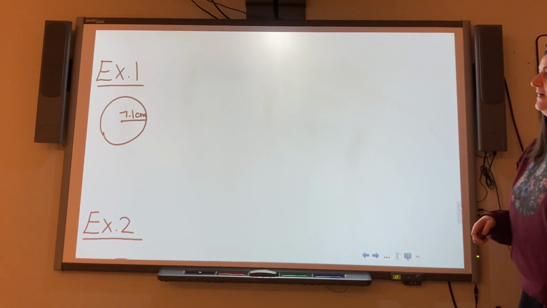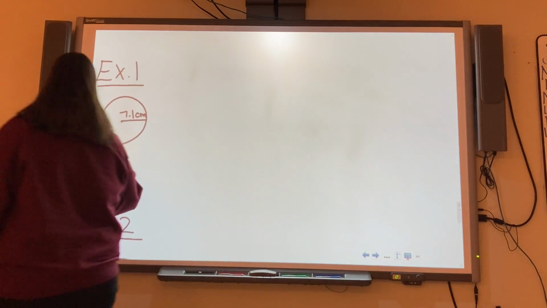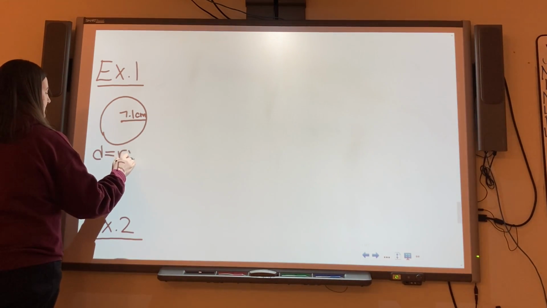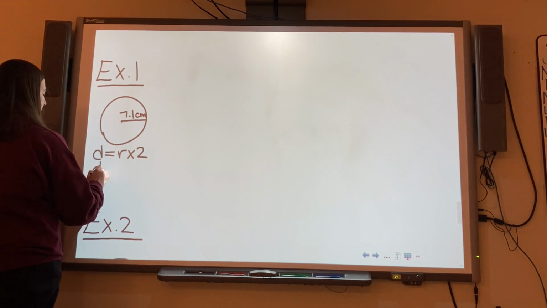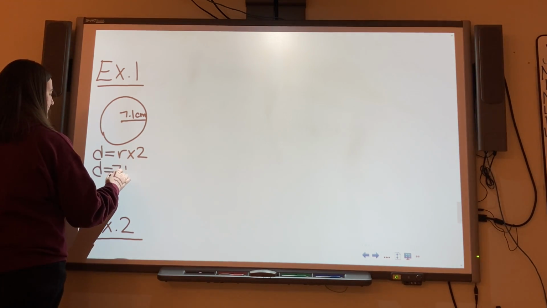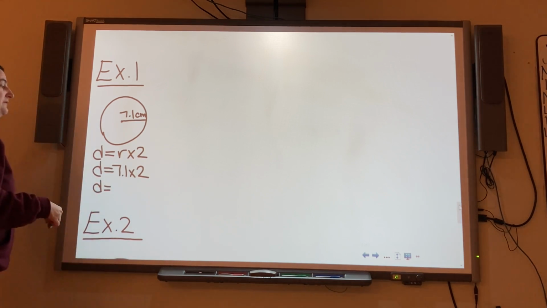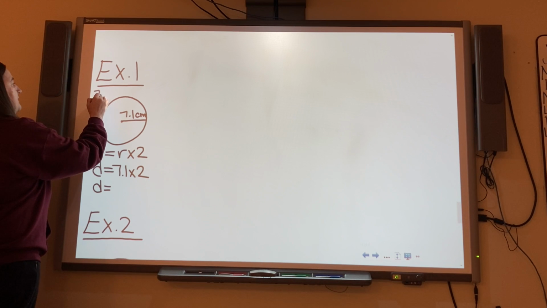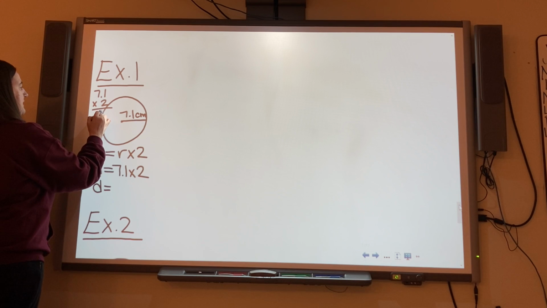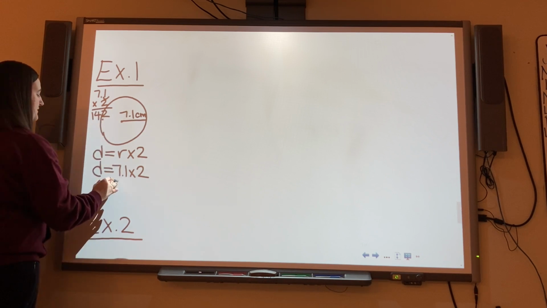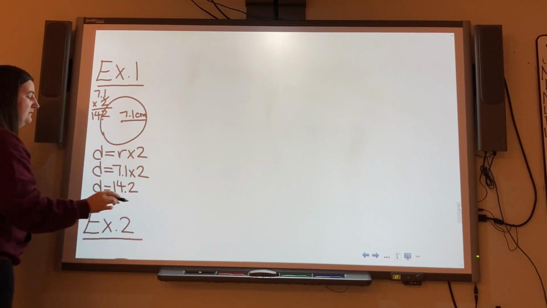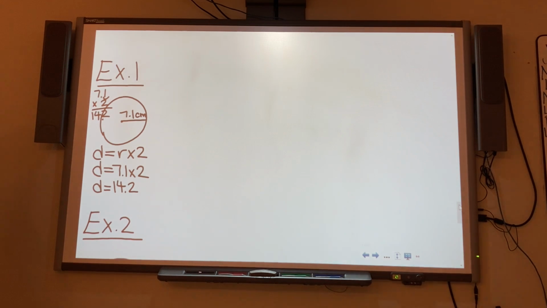So let's do example number 1. The first thing I need to do, I have a radius, so I have to times it by 2. The radius here is 7.1 times by 2 to get the diameter. So 7.1 times 2. 2 times 1 is 2. 2 times 7 is 14. 1 decimal spot, 1 decimal spot. So it's 14.2 is the diameter.